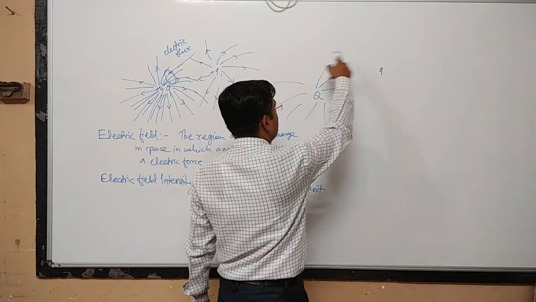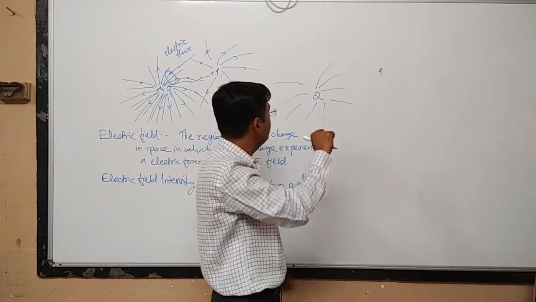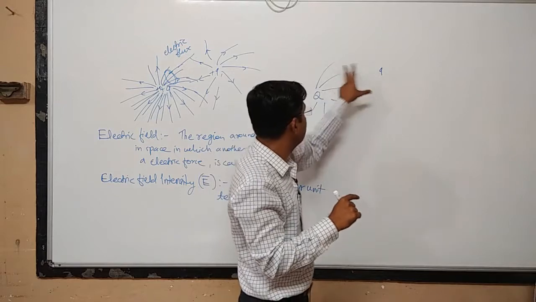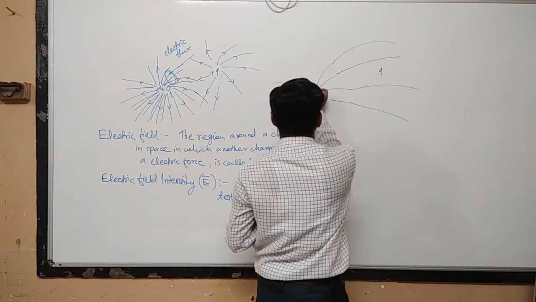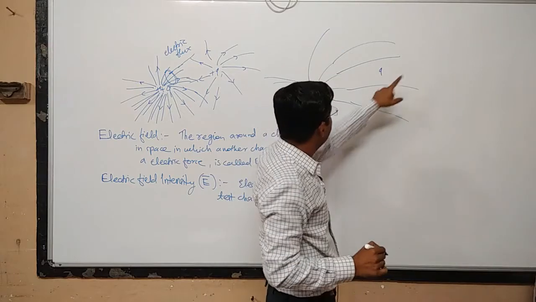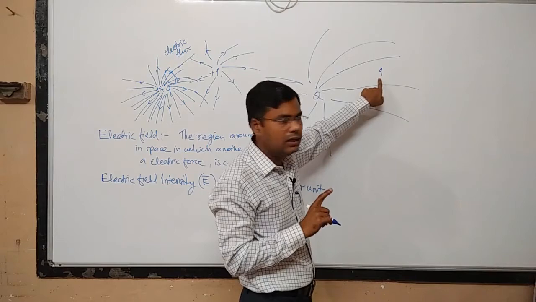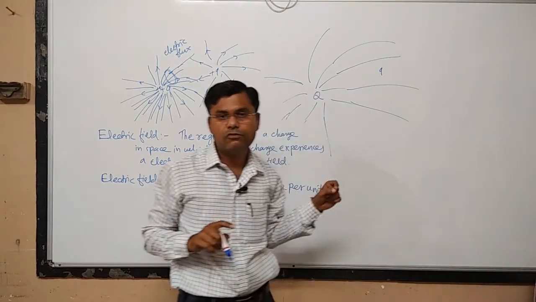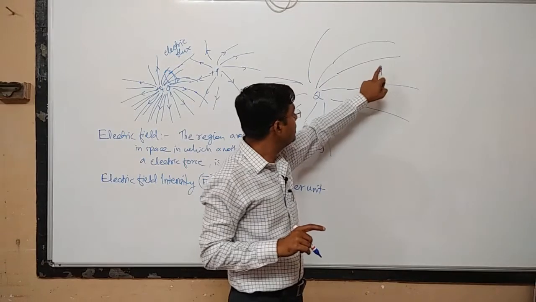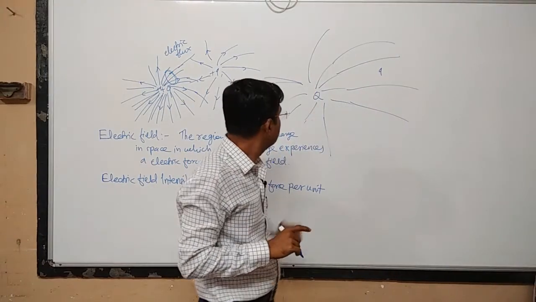The region around this particular charge in which another charge can experience the electric force is called the electric field. So there will be the electric field over here. And if we bring any other charge, this charge is called a test charge. If this charge experiences the electric force, then we can say that this particular charge is in the electric field of the first charge.